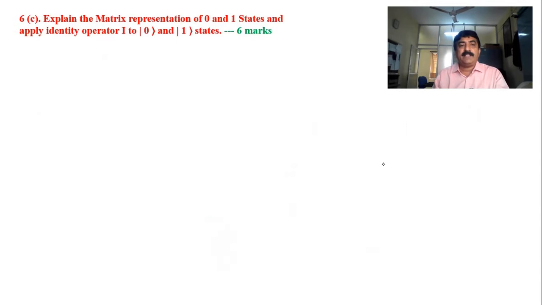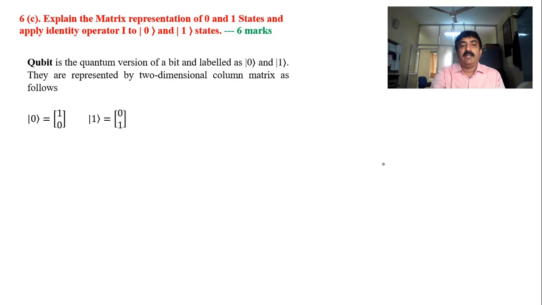Well, explain the matrix representation of 0 and 1 states and apply the identity operator I to 0 and 1. Identity operator is nothing but 1 0 0 1. Okay. Well, first of all, the qubit definition. Let us give a brief explanation of a qubit. A qubit is a quantum version of a bit and is labeled as ket 0 and ket 1. They are represented by two-dimensional column matrices as 1 0 and 0 1.